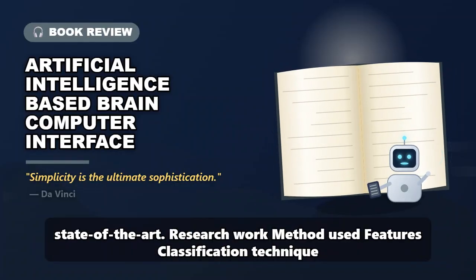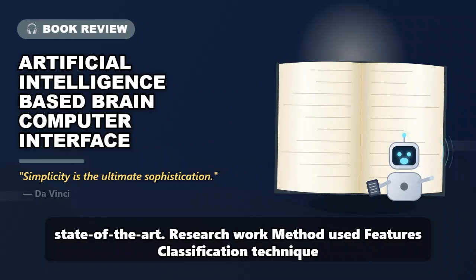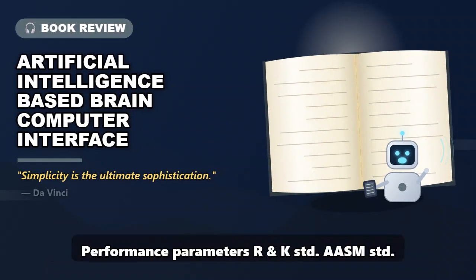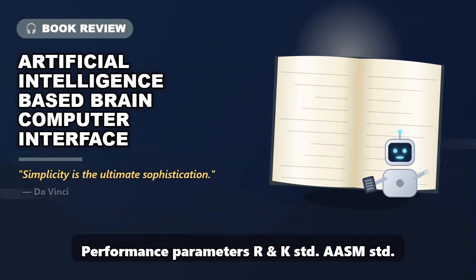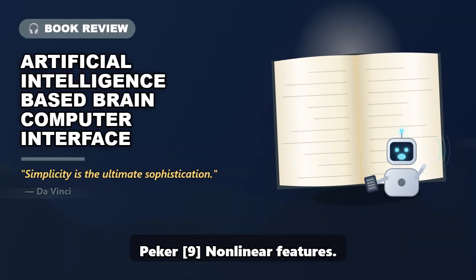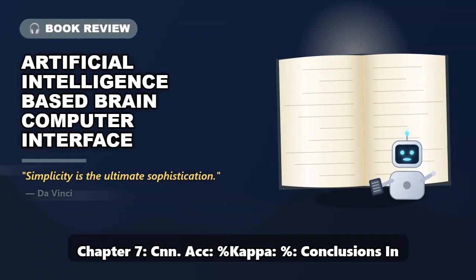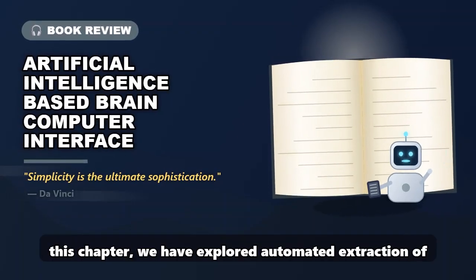Research work, method used, features, classification technique, performance parameters, R and K STD, AASM STD. Peeker, 9, Nonlinear features. Chapter 7, CNN. ACC, % kappa, %.